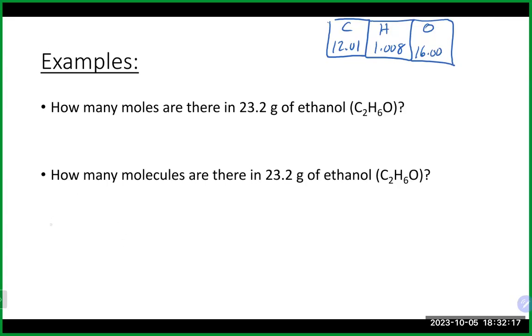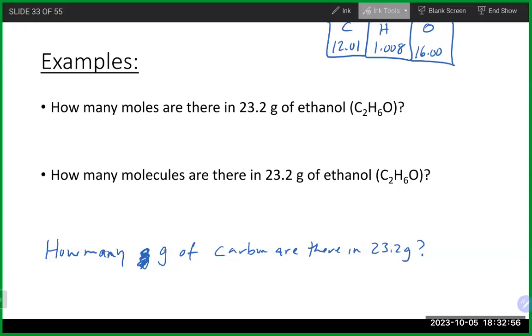While we're at it, why don't we add one more? How many grams of carbon are there in the same 23.2 grams? All right, so try all three of those, see what you come up with.